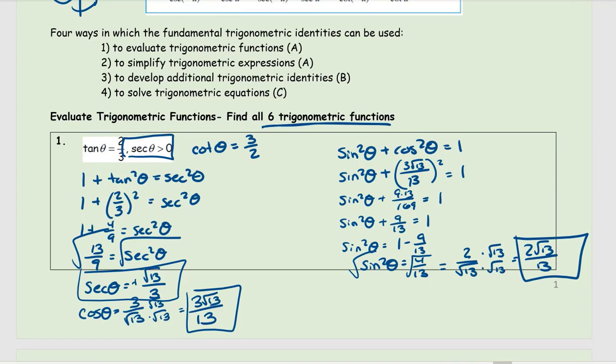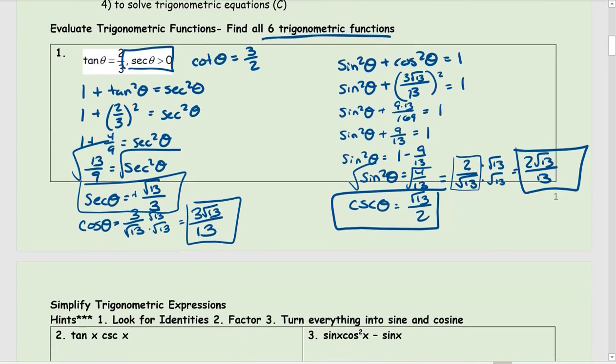So there is sine. Now to find cosecant, instead of rationalizing this again, we can actually go back to this right here and then just flip that to get root 13 over 2. We now found all 6 trigonometric functions. Okay. What else can we do?